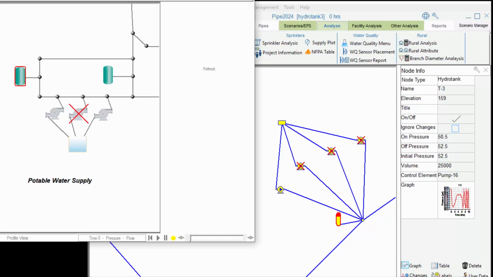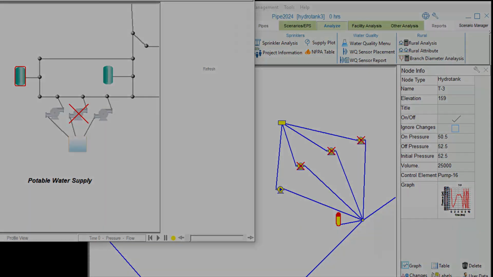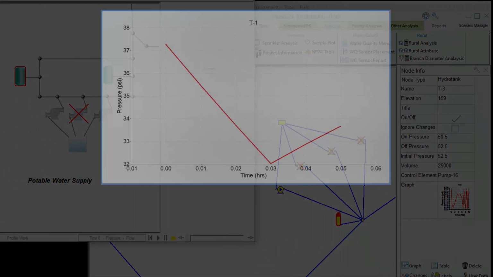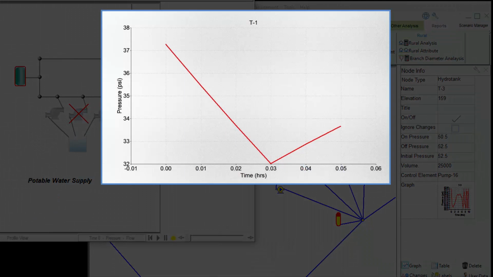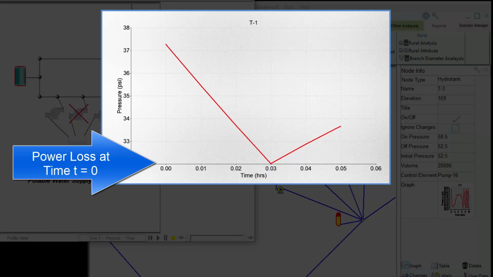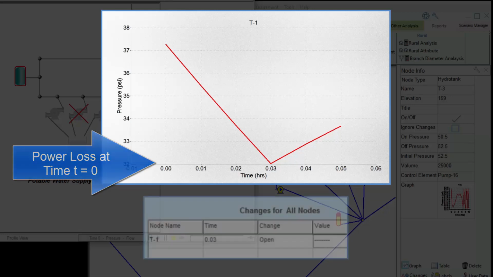Insurance companies and regulatory agencies have become more concerned lately with the effect of power outages on hydropneumatic tanks. This graph shows the effects on tank pressures of a hypothetical 180-second power loss, after which the backup generators kick on.